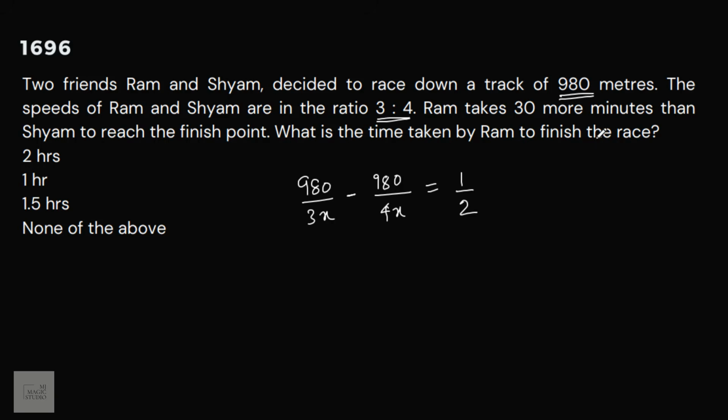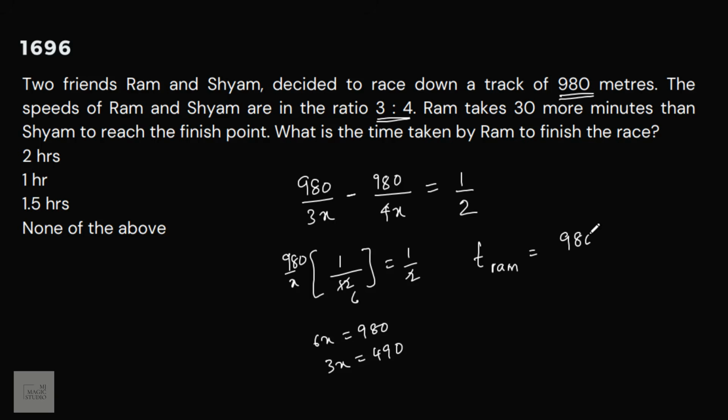What is the time taken by Ram to finish the race? We are looking for 980 by 3x value. So if I take 1 by x common and 980 also common, 4 minus 3 is 1, 1 by 12 is half. 6x is equal to 980, or 3x is equal to 490. So time taken by Ram is 980 by 490, that would be equal to 2 hours. That is option A.